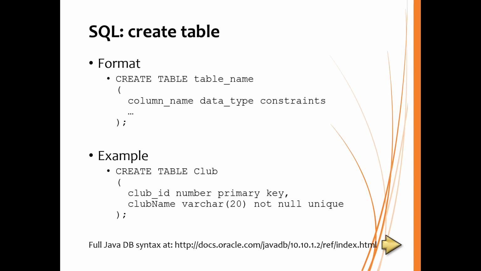Then a comma, and then the next column, which in this case is club name. Varchar is the type, 20 is the length. Now I'm using here SQL syntax for the Java DB or the Derby database. If you're using Oracle, for example, then the data type would be varchar2 and then in brackets length 20. So that's the data type and its length, and then a constraint, not null.